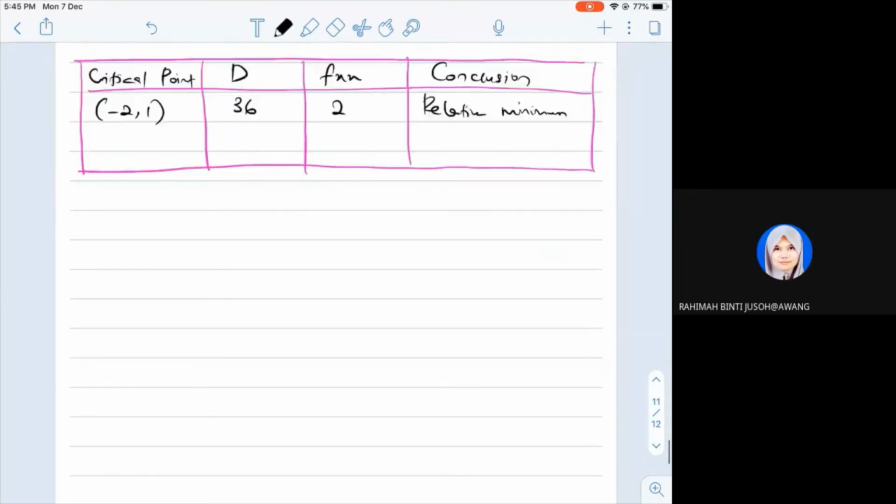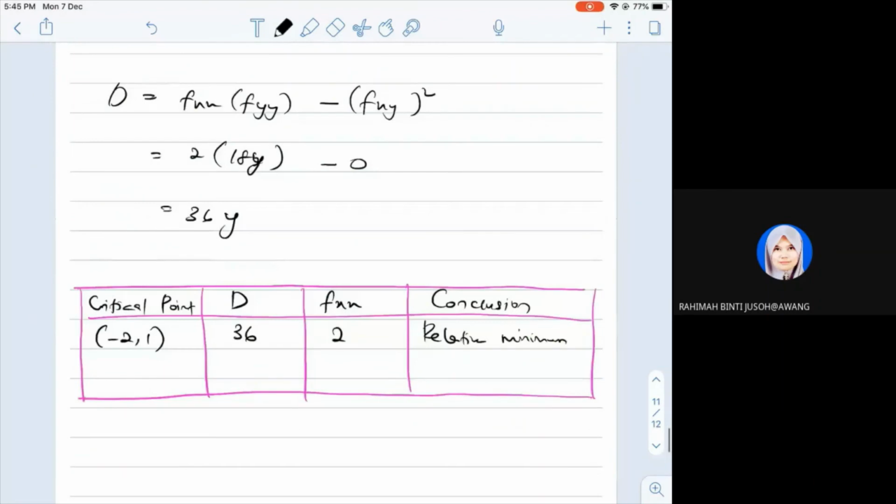And then for the second coordinate, negative 2, negative 1, D is negative 36. So D is negative. Do we need to check fxx? No, no need, right? Because D is negative, so you just put a dash. Correct, no need for fxx. So it is a saddle point. Yes, very good. Therefore, the answer is saddle point.